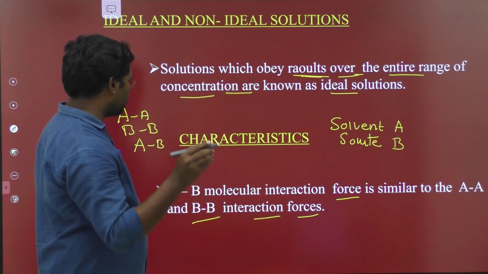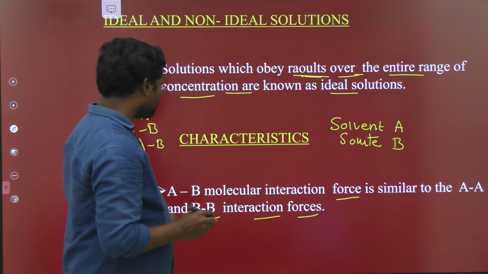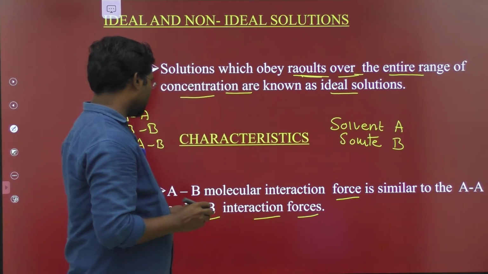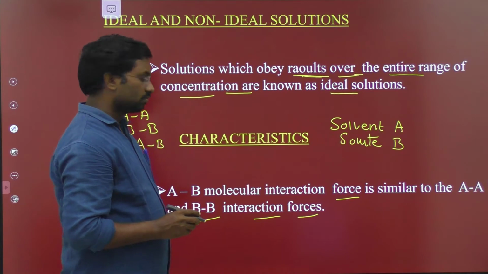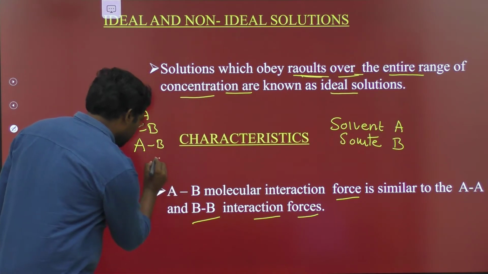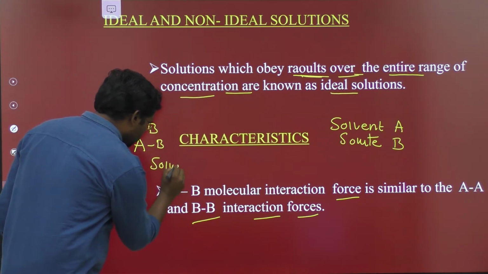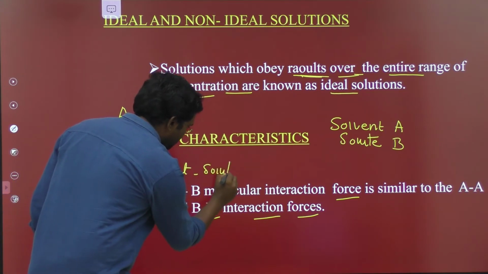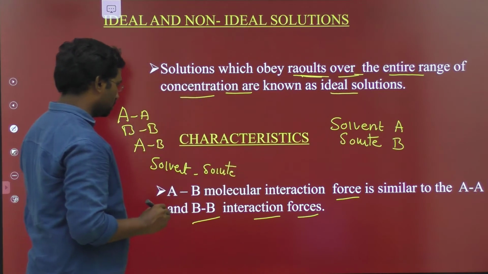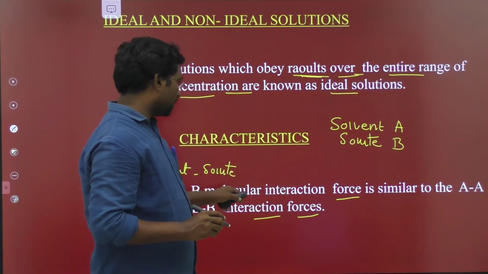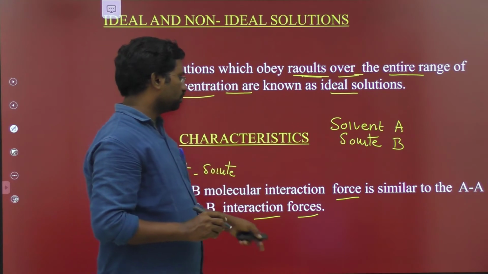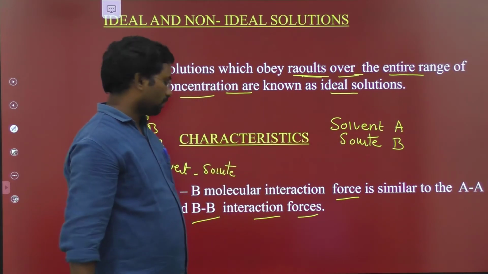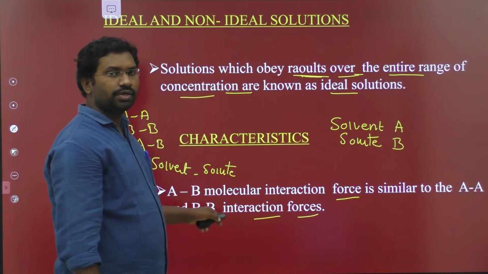Therefore, if the solution is said to be an ideal solution, the AB molecular interaction forces are similar to the AA and BB interactions. Here A means solvent, B means solute particles. That means the molecular interactions between the solvent and solute are similar to the AA, solvent-solvent interactions, and BB, solute-solute interactions.